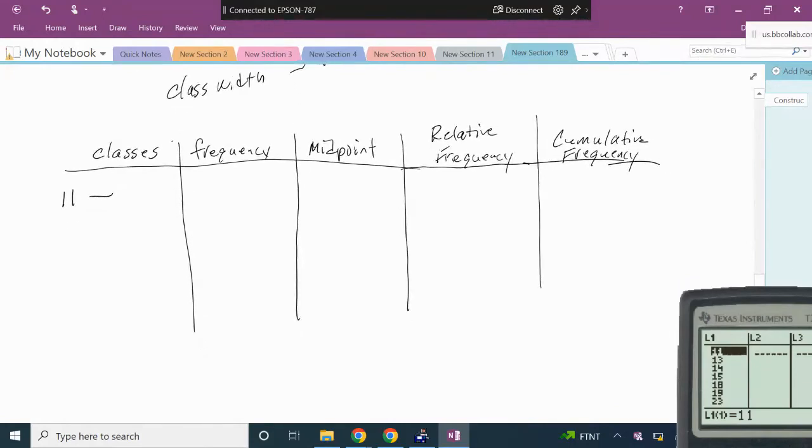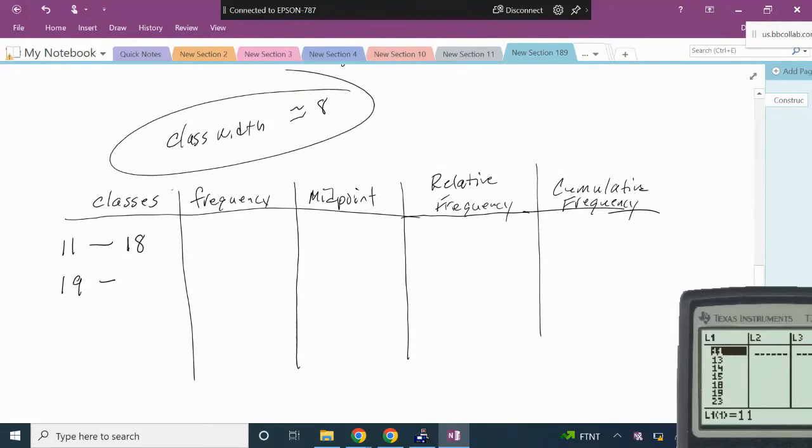So if I were to add 11 plus 8, I get what? 19. So 19 should be the lower class limit for my second class. Does that make any sense? Because 19 minus 11 is 8, right? So that means that the upper class limit for the first class should be 18.